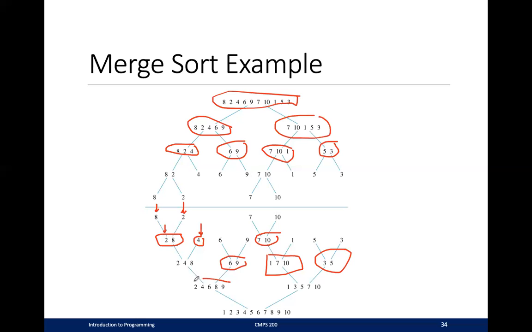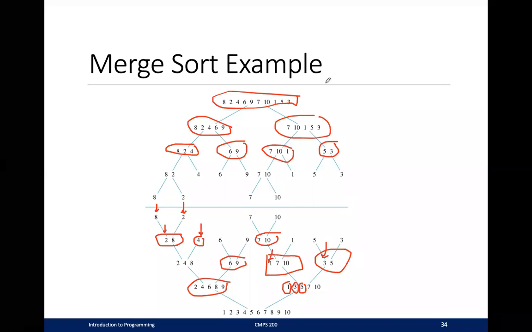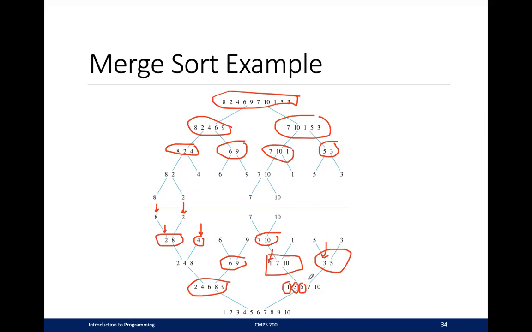Okay, so I get this sublist. Now I have 1, 7, 10, and 3 and 5. How do I merge them? I compare the first element here with the first element here. 1 is smaller than 3, so 1 gets pushed into the output list first. Then I have 3 and 7. 3 comes next. Then I have 5 and 7. 5 comes next. And now since this list is empty, I'm going to push the 7 and 10.